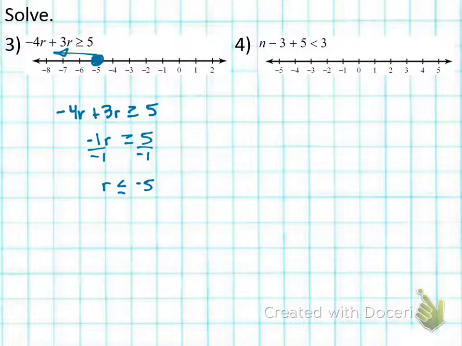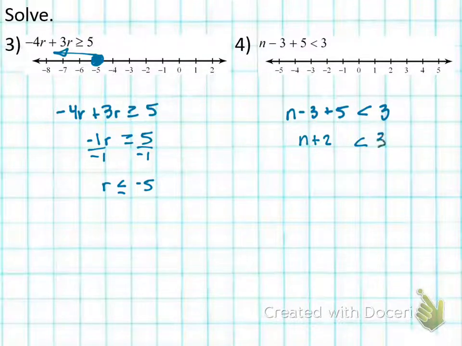Okay, number 4. What's the name of our variable here? Good. Looks like all the n's are together, but what's not together on number 4? The negative 3 and the 5. So what's negative 3 plus 5? 2, right? Positive or negative 2? Good. So we have n plus 2 is less than 3.